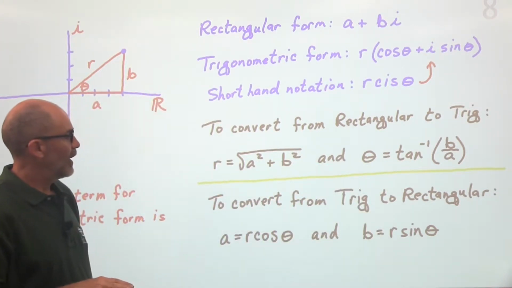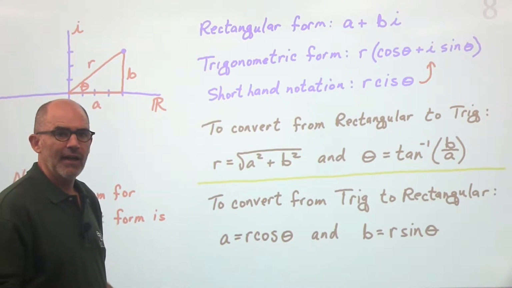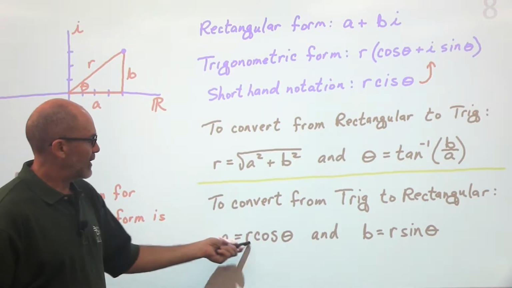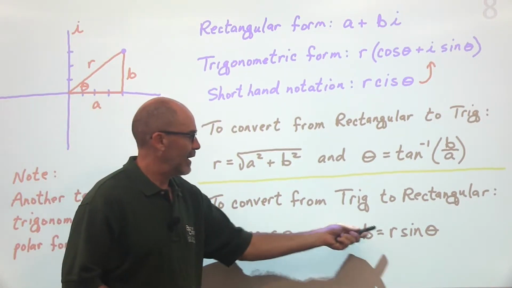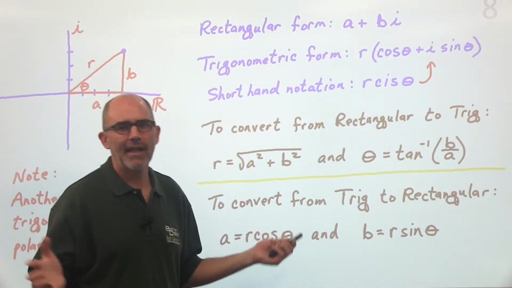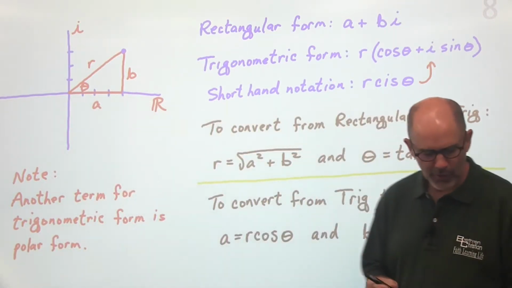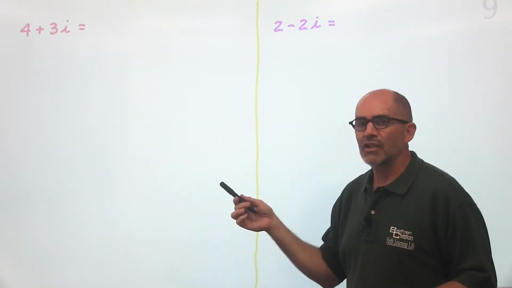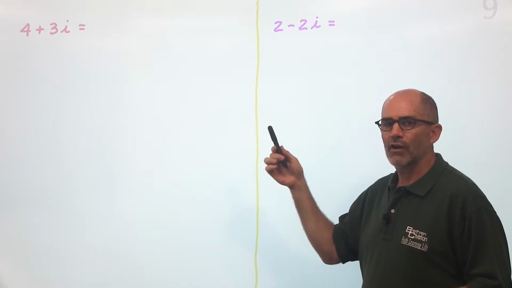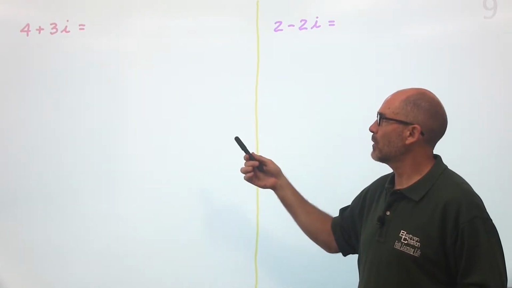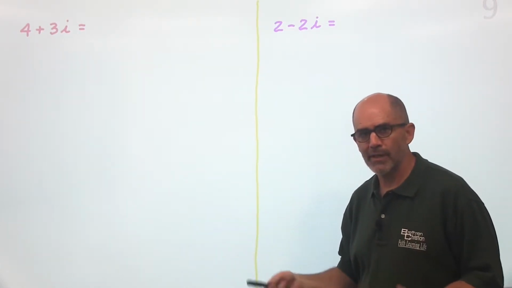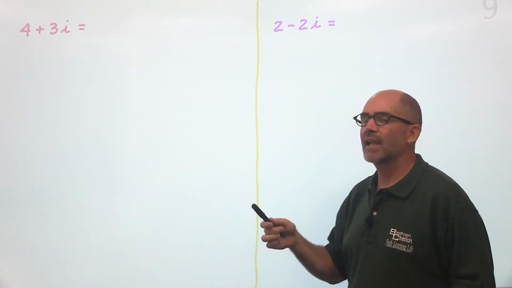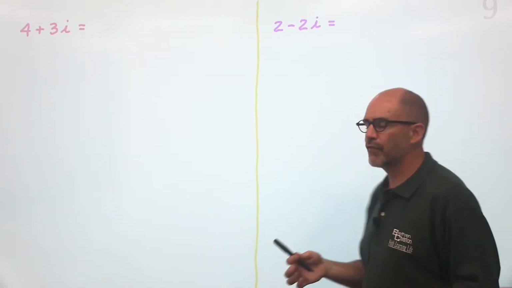Now, what if you have r and theta and you want a and b? Well, a is r cosine theta and b is r sine theta. Piece of cake. Okay, so cruising onward. What we want to do now is change these rectangular forms of complex numbers into trigonometric forms of complex numbers. So 4 plus 3i equals what in trigonometric form?